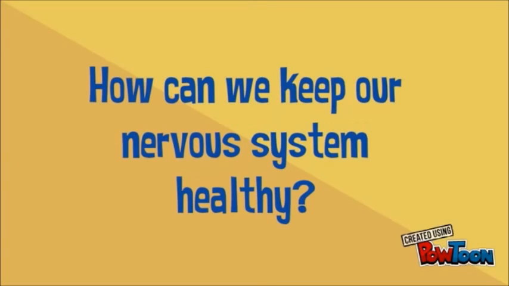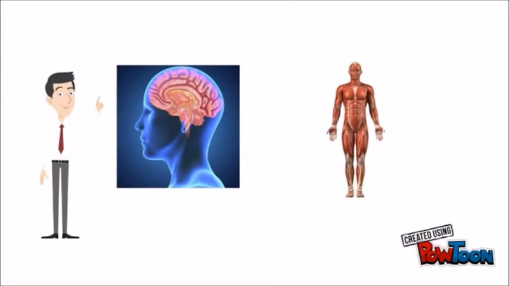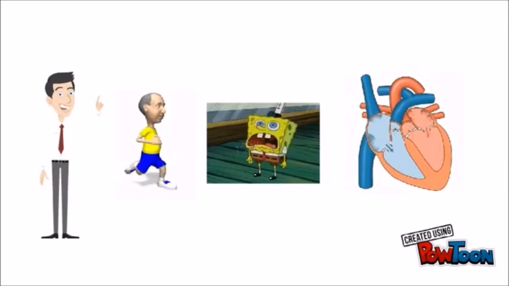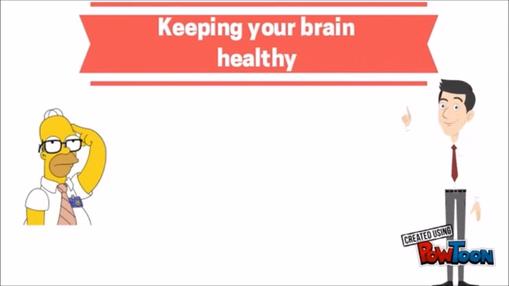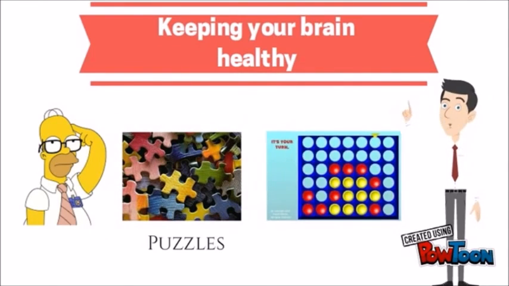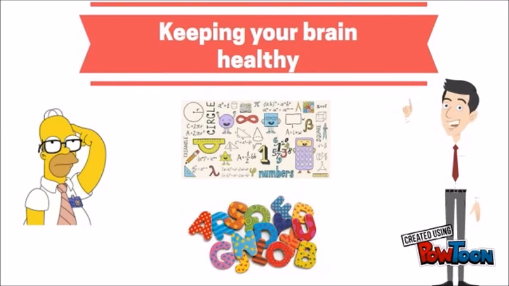And now, let's think about how we can keep our nervous system healthy. You should look after your brain and your muscles, because the nervous system is responsible for movement, breathing, and your heartbeat. Keeping your brain healthy: you should exercise it, for example, by doing puzzles or playing thinking games. You can also train your memory and solve mathematical or linguistic problems.